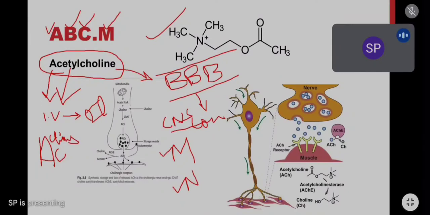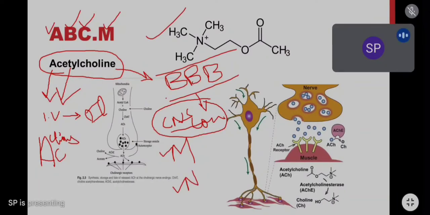The patient will have diarrhea, vomiting, perspiration, salivation, urination, but the patient's concentration will not be increased. Why? Because acetylcholine will not cross the blood-brain barrier and it will not show actions in the central nervous system. This is one very important point you should not forget.